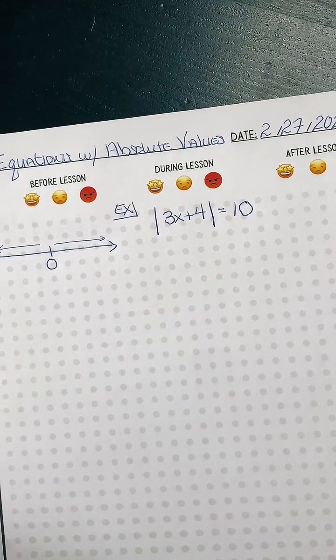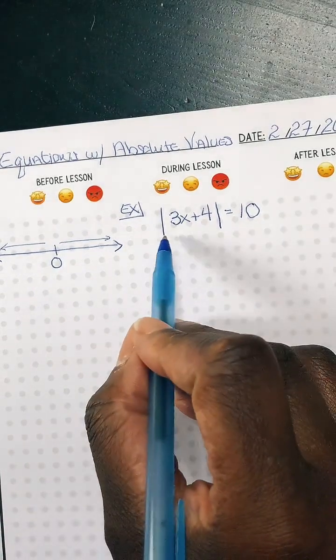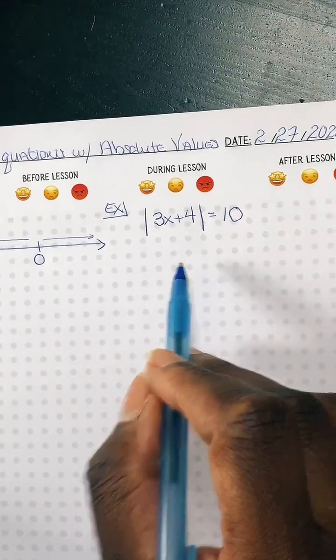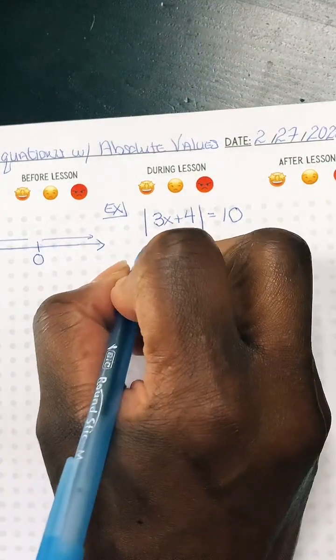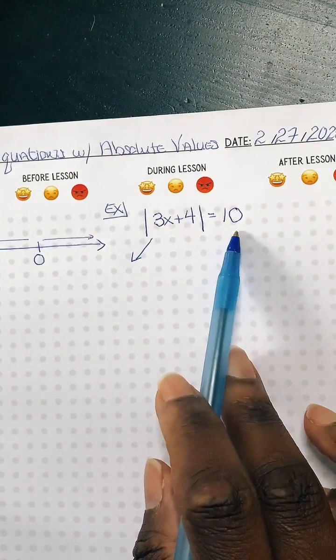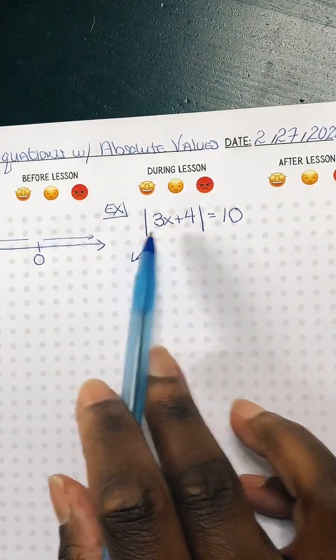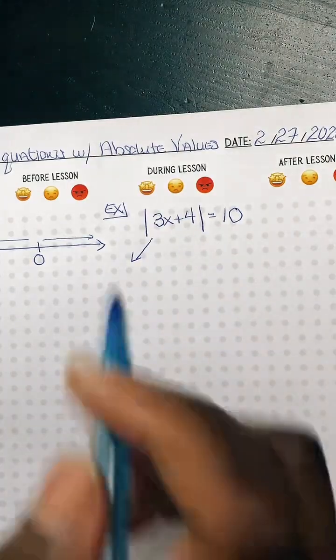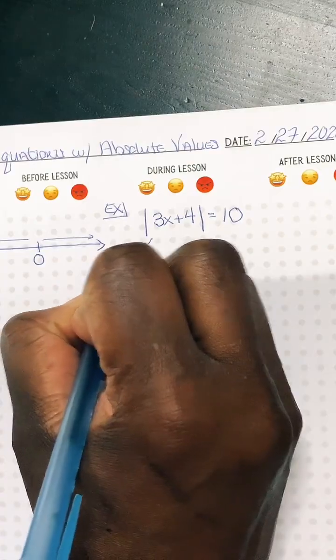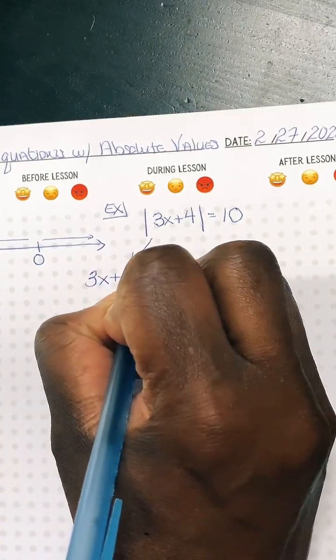All right, so now we're going to make two equations. The first equation, I'm going to write a little arrow here. The first equation is you're going to write what you see without the absolute value. So that means we're going to have 3x plus 4 equals 10.